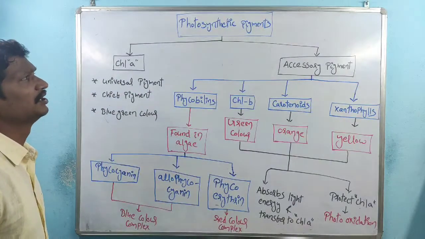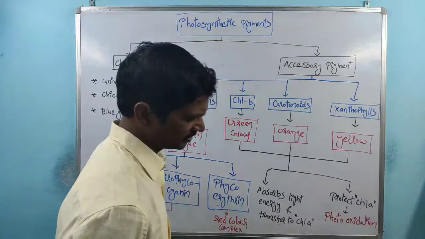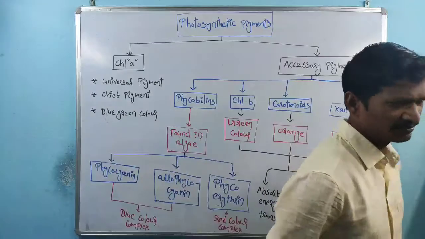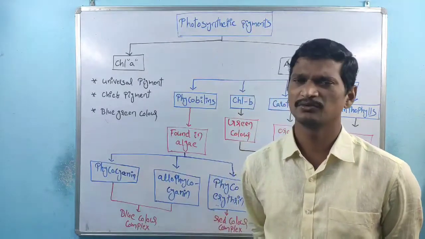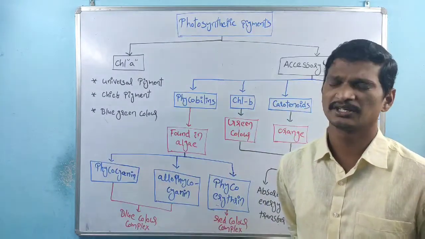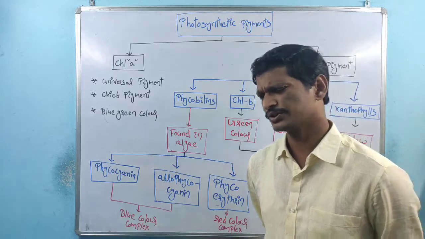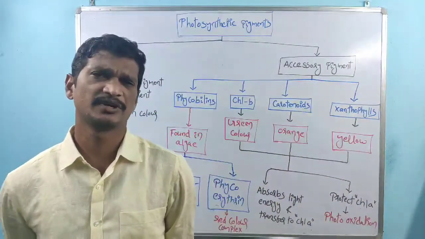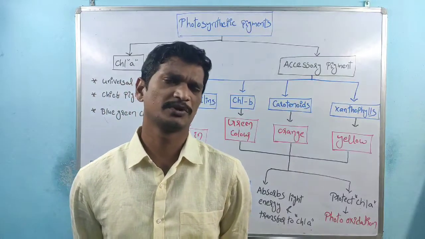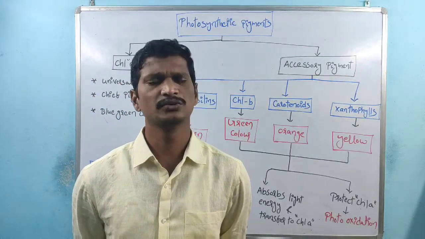Coming to the next one, the photosynthetic pigments. See, both are the same, but we are giving the name here. The photosynthetic pigments means those which are involved in the photosynthesis process. These pigments can be classified into two groups.